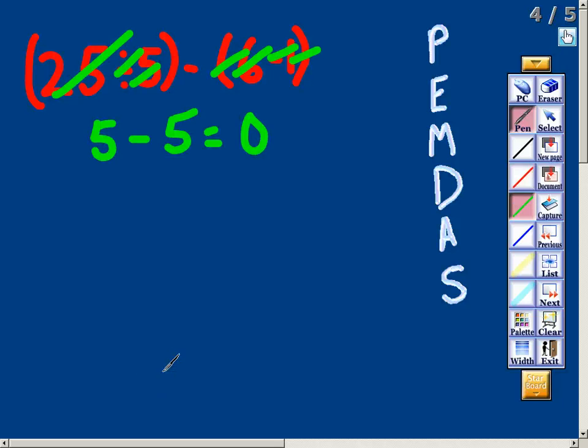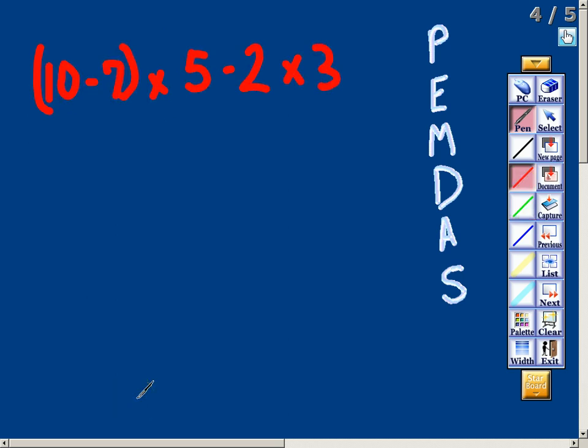Okay, so here's the answer for the problem. It is 0. We took 25 divided by 5, and that gave us 5. 6 minus 1, that gave me 5, and then we subtracted 5 minus 5, giving me 0. Okay, I want you to work this problem out in your notes, and when you're finished with it, you can press play, and I'll have the answer for you. So I want you to pause the video now.